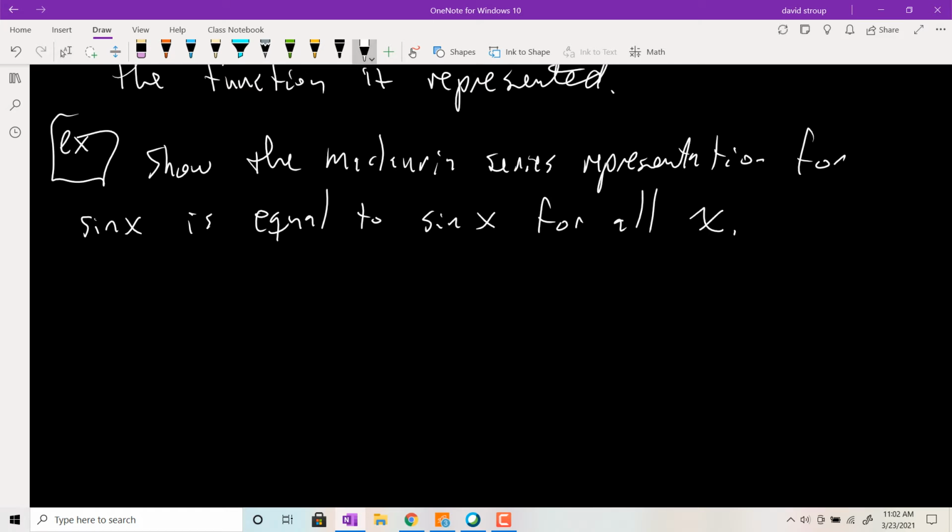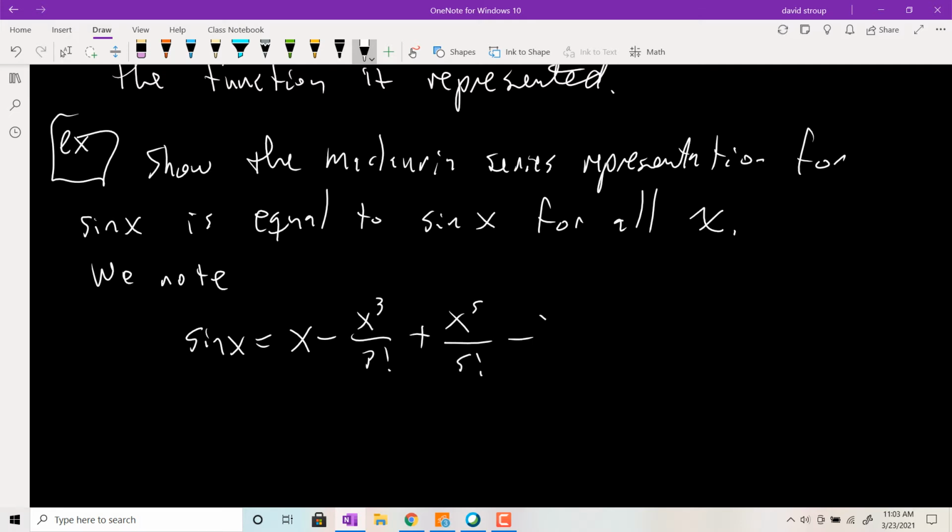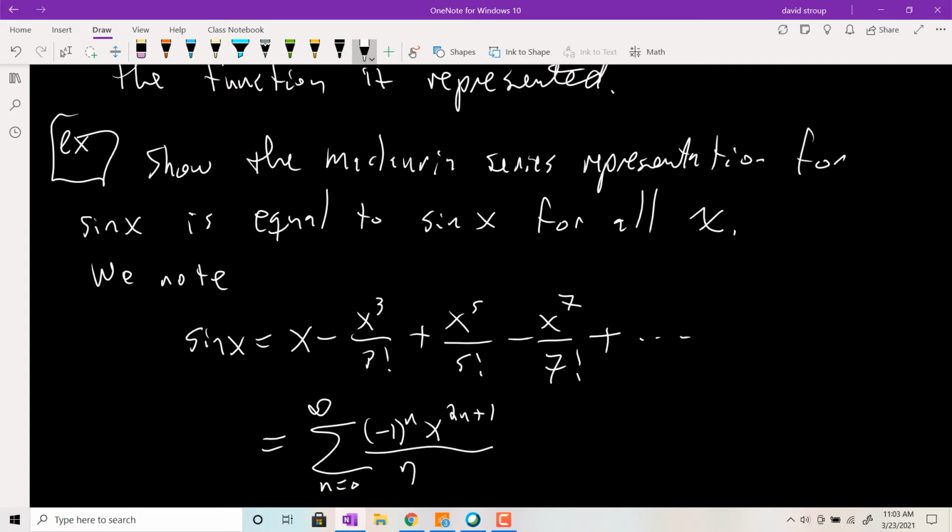Okay. So what is the Maclaurin series representation? I'll just give it to you at this point. We note sine of x is equal to x minus x cubed over 3 factorial plus x to the 5th over 5 factorial minus x to the 7th over 7 factorial plus dot dot dot. If you want the summation notation, it's the sum from n equals 0 to infinity of negative 1 to the n times x to the 2n plus 1 all over 2n plus 1 factorial.